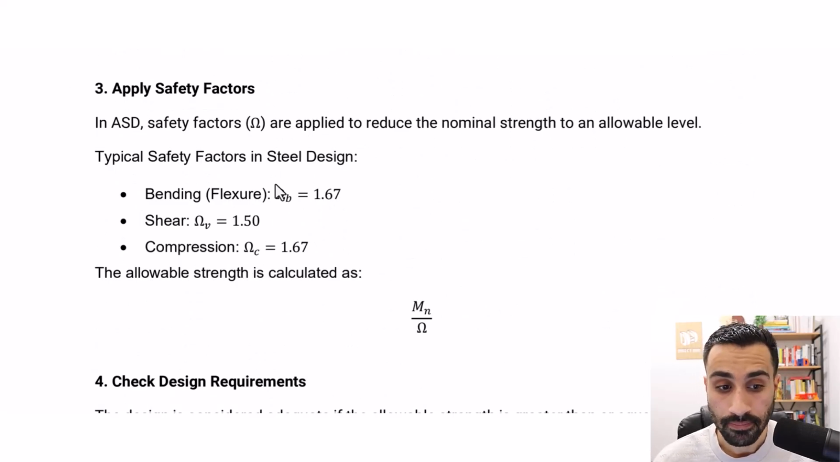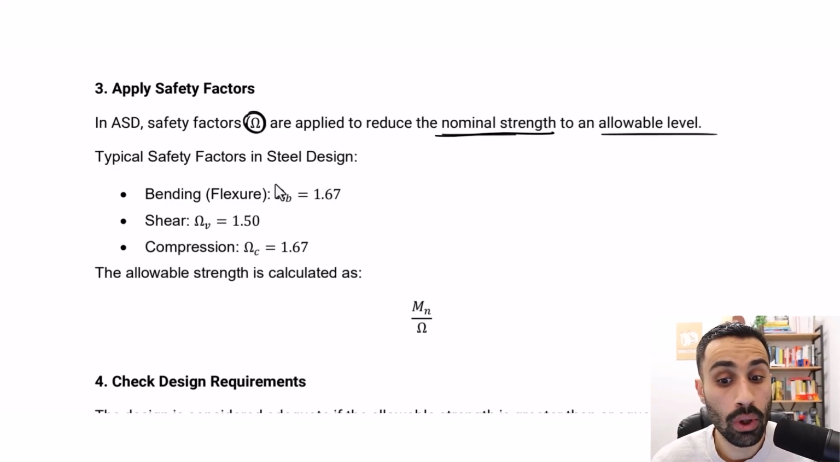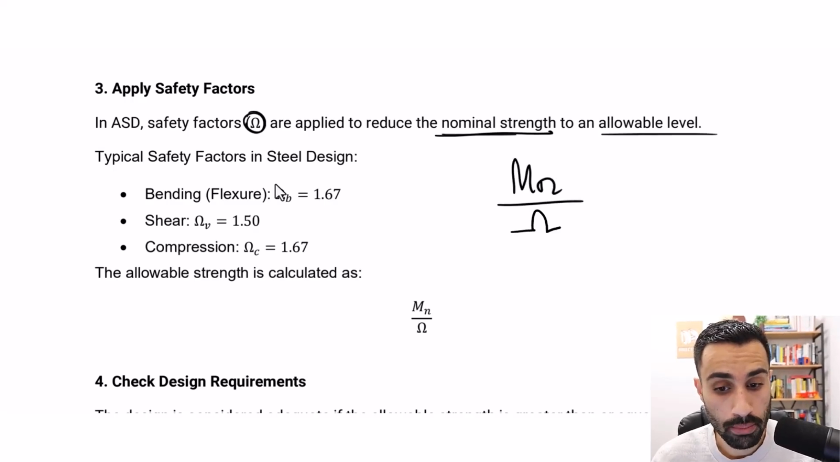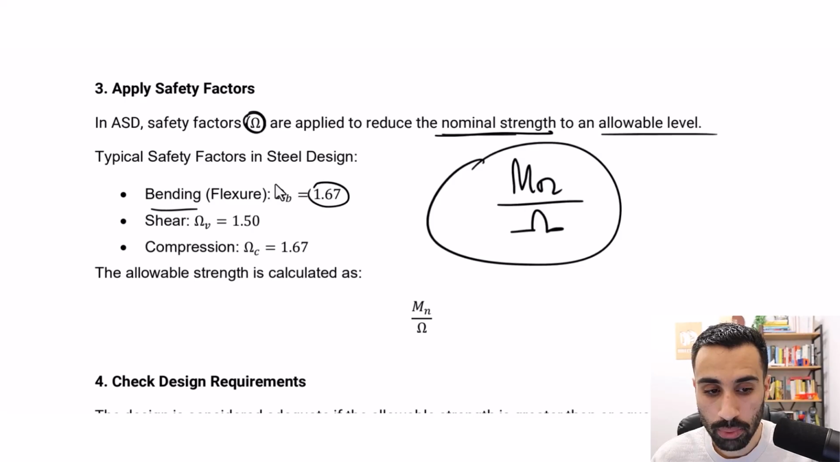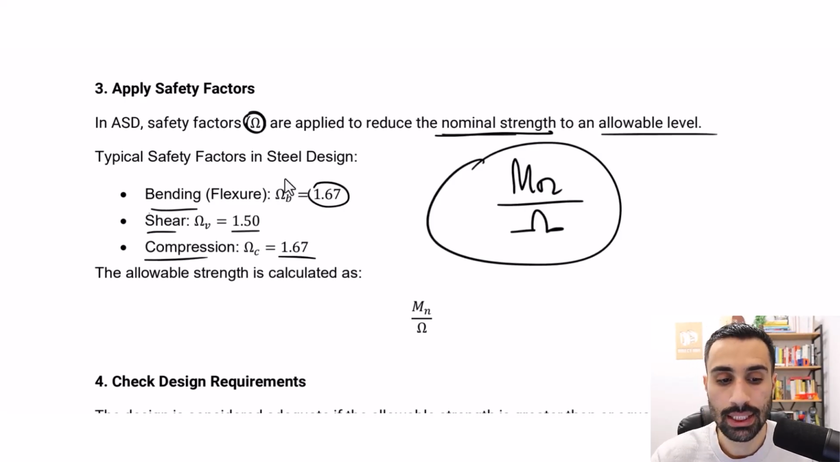Again, keep in mind that the safety factor is going to be our omega for ASD. So that's important, not phi. Phi, the resistance factor, is used for LRFD. And here we reduce the nominal strength to an allowable level. So in this case, it's always Mn over omega when we calculate the design strength per ASD. For bending, it's going to be 1.67. For shear, it's going to be 1.50. Compression is going to be 1.67. So that's the factor of safety, omega, and this gives us the allowable design strength.